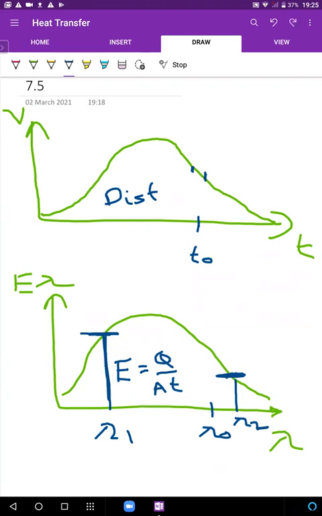That is one thing to understand. The second thing to understand is that the area under this graph is total emissive power. Those are the two important things to understand. So let me just try writing that.